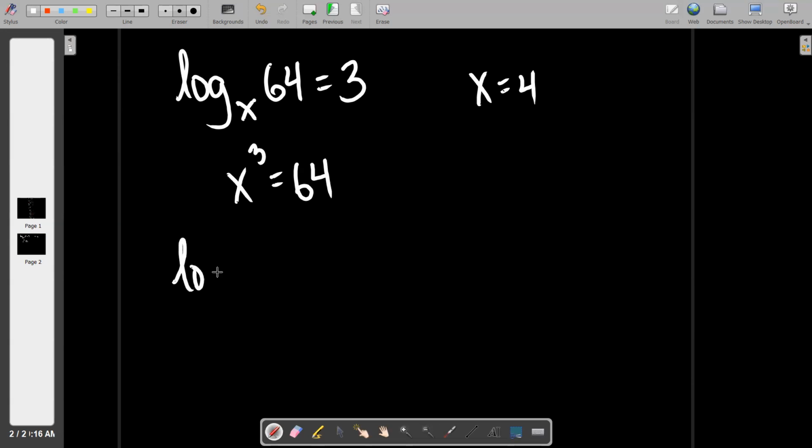Next one I have, I would also call this more of a warm-up sort of equation. I have log base 2 of x equals 9. You got this one? What is it? That is, it is 512.